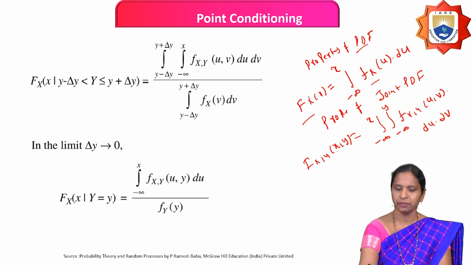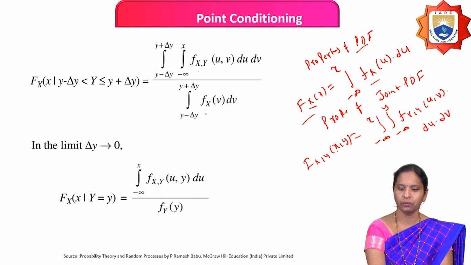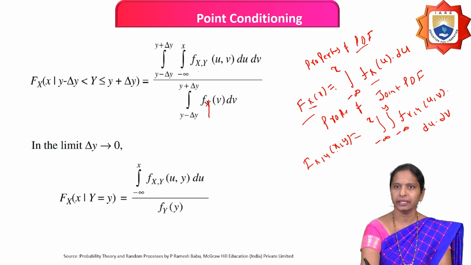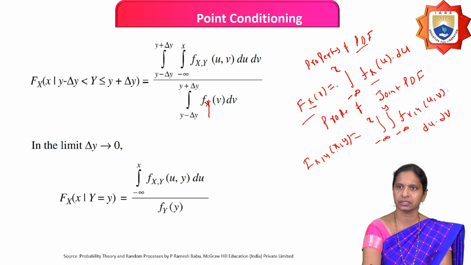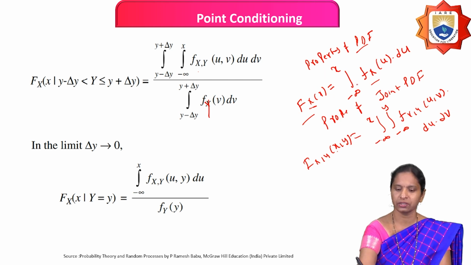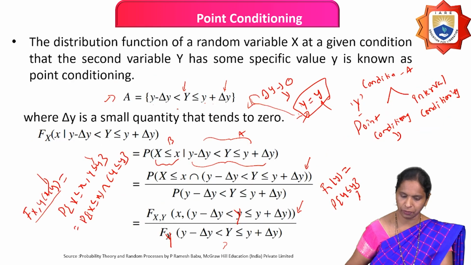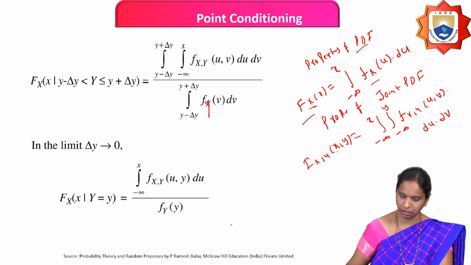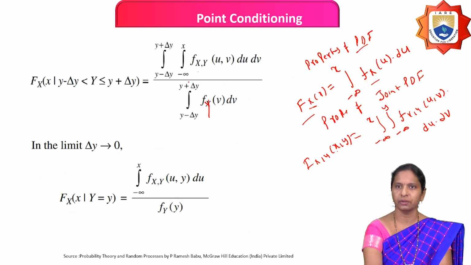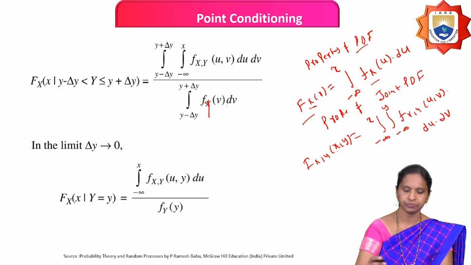Now here, in place of x I have y. Therefore this is nothing but Fy. And in place of x here I have minus infinity to x. If it is Fx of x, then it is nothing but P of x less than or equal to x, that is, minus infinity to x. But in place of x here I have y minus delta y to y plus delta y. Therefore the limits here are y minus delta y to y plus delta y, fy(v) dv.